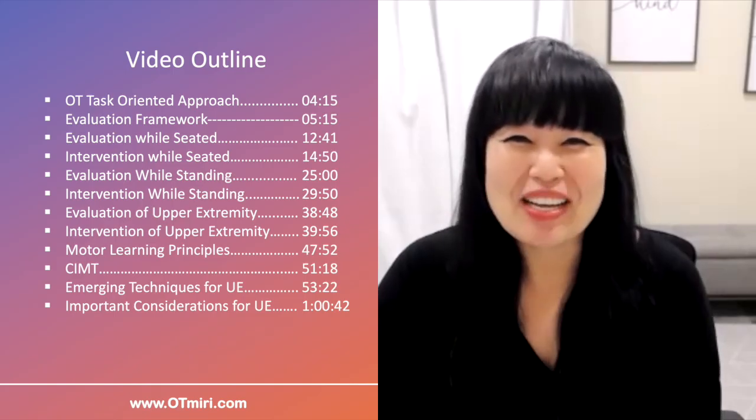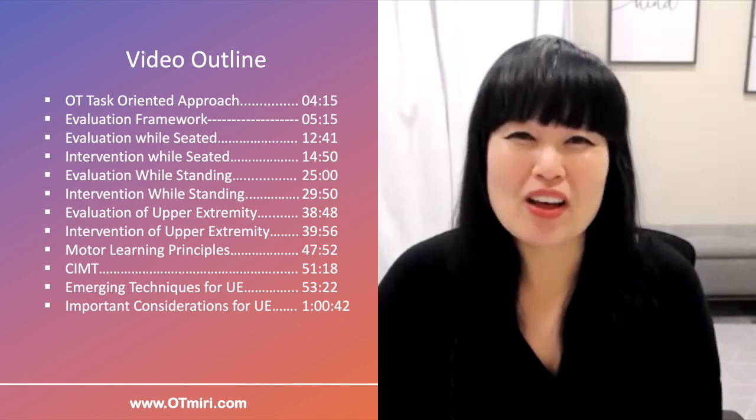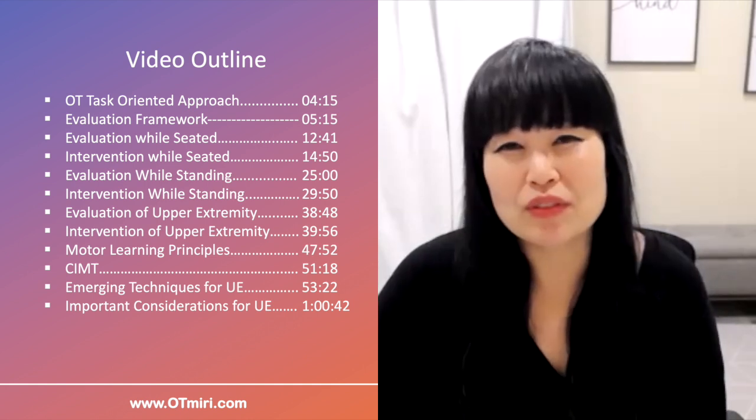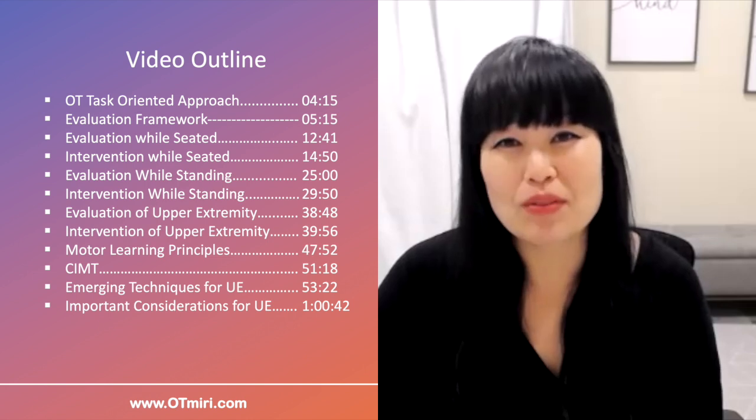But before we dive into evaluation of specific impairments, I want to walk us through a theoretical evaluation framework that's commonly used for people who've had a stroke, and it's the occupational therapy task-oriented approach. Now, this is going to take us several minutes. So if you're already familiar with this approach and how it plays out during the evaluation process, just go ahead and fast forward. But if you're not, please follow along because it's an important approach to consider for neurological conditions like stroke. And I'll be referring to it quite a bit in this video.